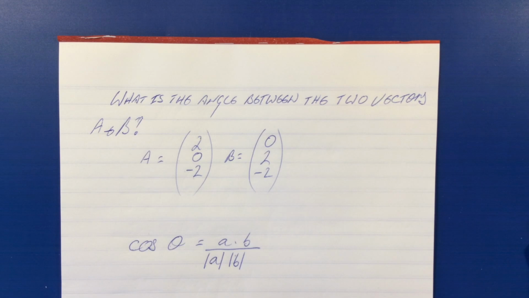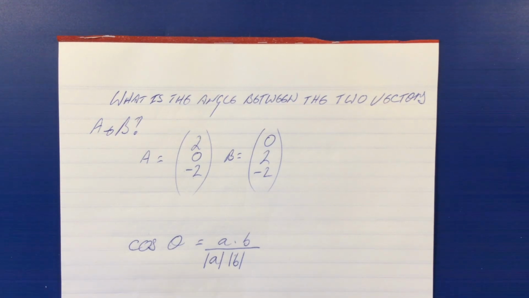And this is the commonly used formula. The cosine of theta, the angle between the two vectors, is vector A times vector B, the dot product of those two, divided by the magnitude of A times the magnitude of B. So let's get to work.